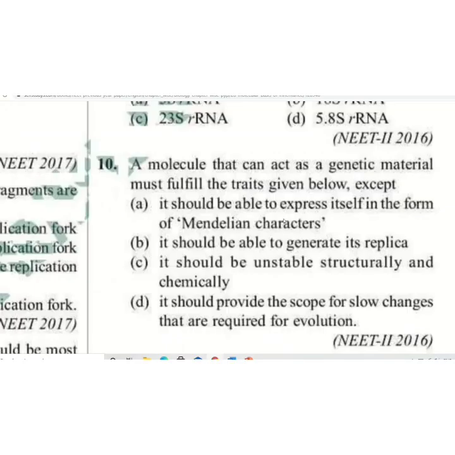See here, it should be able to express in the form of Mendelian characters, true. It should be able to generate its replica, true. It should provide the scope for slow changes like mutation, true. Then it should be unstable is wrong. It should be chemically stable, not unstable. It should be chemically and structurally stable. So here the incorrect one is option C. So which one of the following is, a molecule that can act as genetic material must fulfill the trait given below except which one? Except option C.